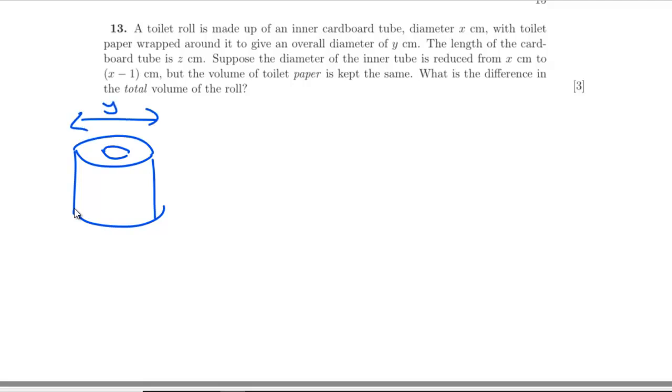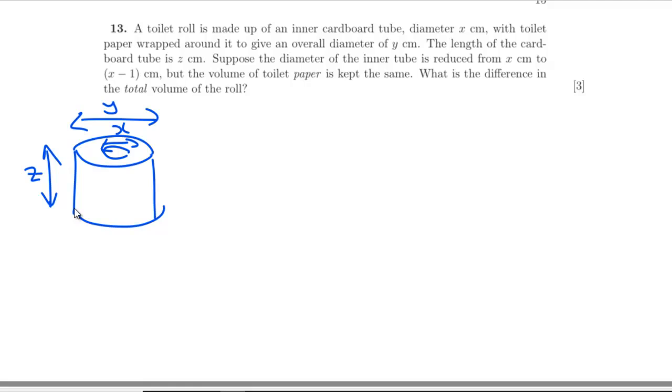Hello, right, I'm carrying on with the 2021 Oxford PAT. We got up to question 13. We've got a toilet roll made up of an inner cardboard tube of diameter X centimetres, with toilet paper wrapped around it to give an overall diameter of Y. Right, so we've got something that's looking a bit like that. That's Y, that's X. The length of the tube is Z.